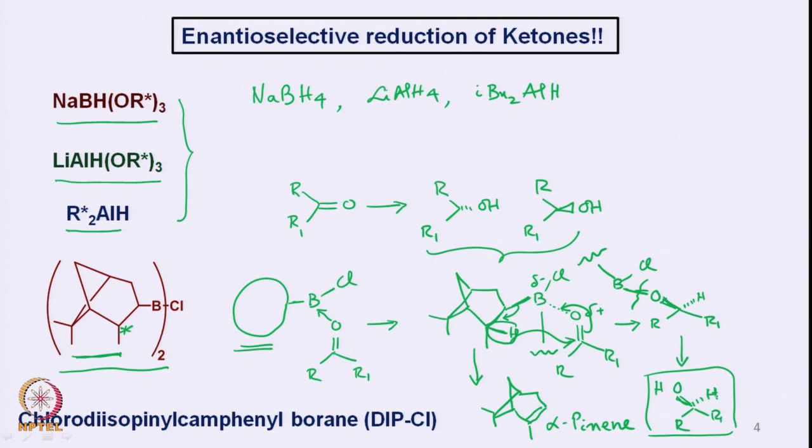But as you can see, the hydrogen which is being transferred to the carbonyl group as a hydride is essentially coming from the modified reducing agent. That means whichever one we take, we need at least one mole equivalent of it, because each molecule will deliver one hydride. So it is a bit expensive in terms of chiral ligand to be used, and therefore there have been efforts to modify various reducing agents and see whether the chiral ligand being used to modify the reducing agent can be used in a catalytic fashion or not.